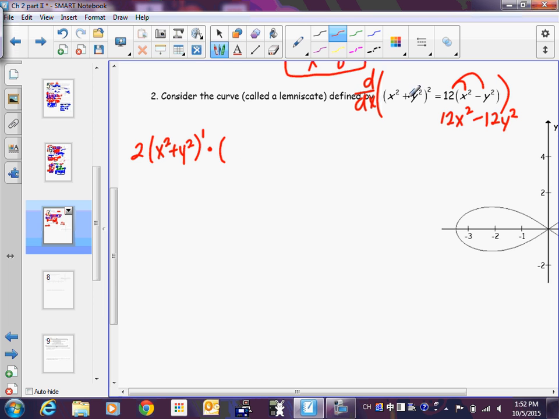Times the derivative of the chocolate, which is the x squared plus y squared. Notice I'm using parentheses here because I'm going to write more than just a single term. So derivative of x squared, 2x, plus derivative of y squared, 2y times dy over dx, because I took the derivative of a y term.